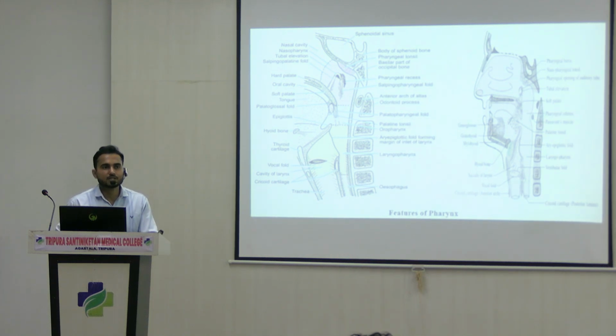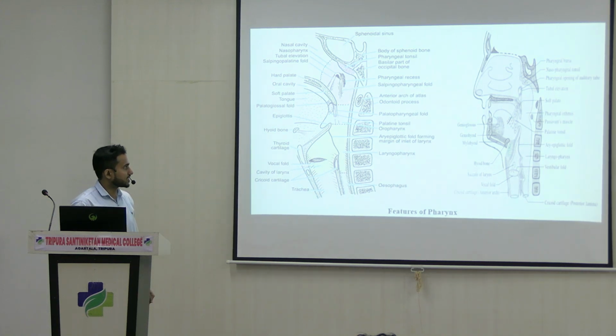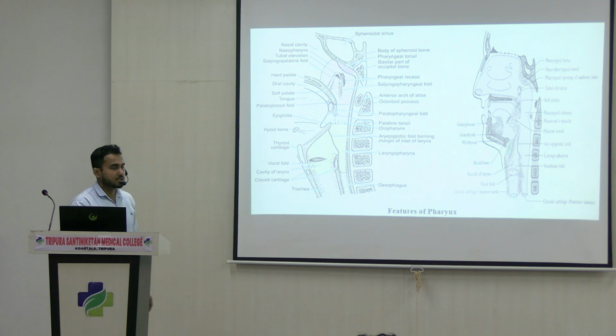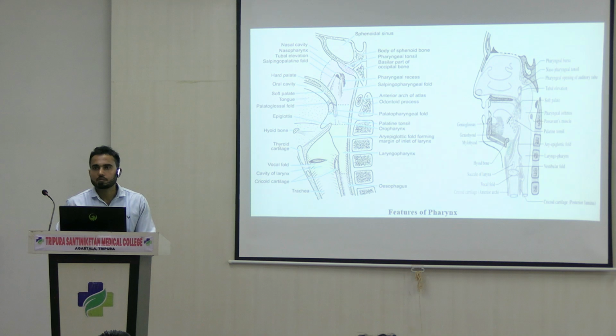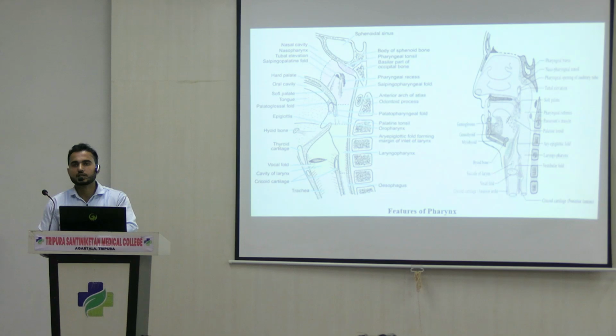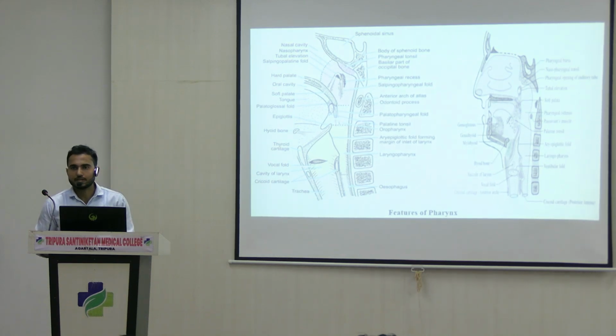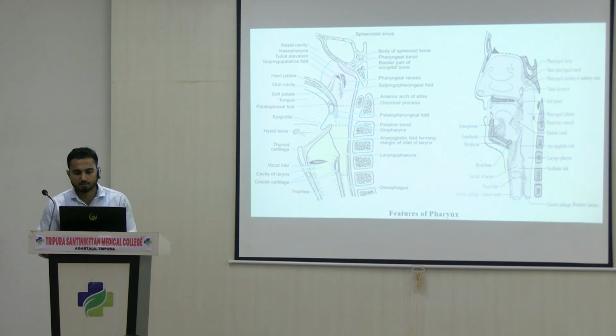Next, another important feature which you can see is in the floor of the nasopharynx. So this is the floor of the nasopharynx, and here one important feature is present. This is called the pharyngeal isthmus, which is a passage, and through that isthmus the nasopharynx communicates with the oropharynx. Nasopharynx and oropharynx communicate with each other through that gap. That is called the pharyngeal isthmus.